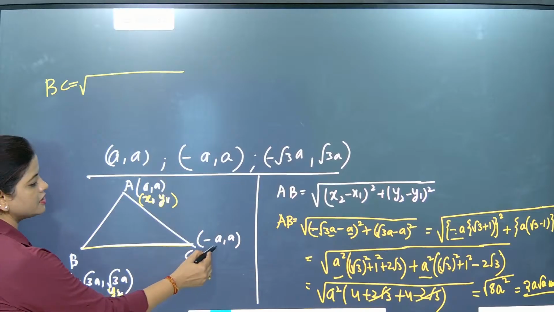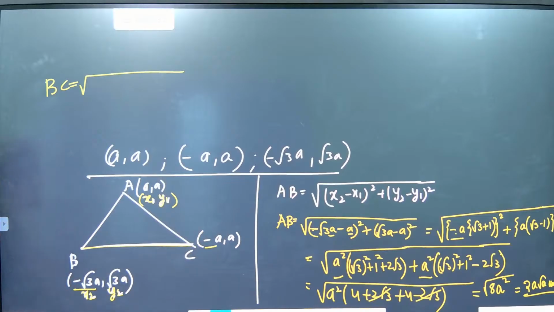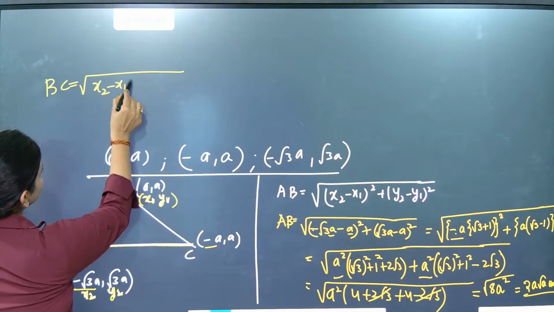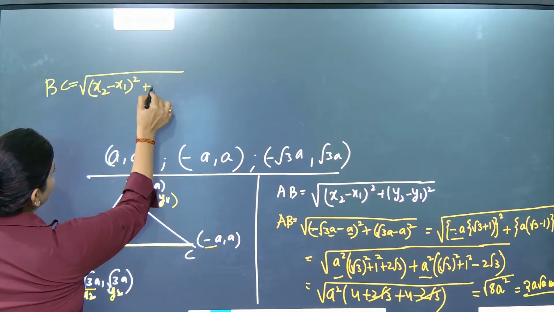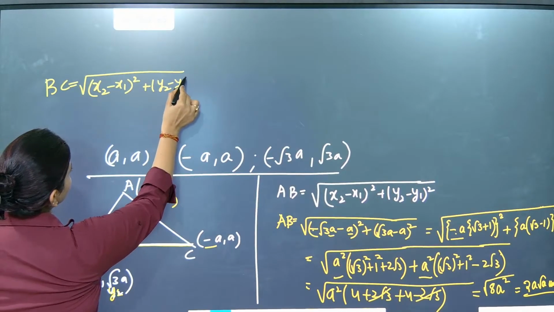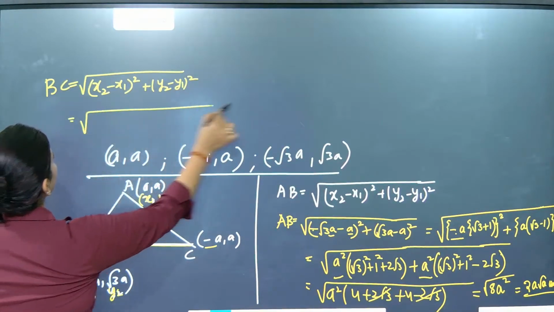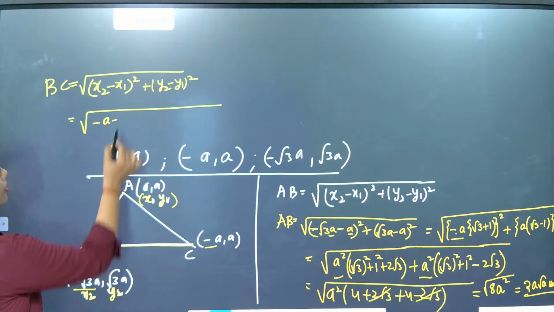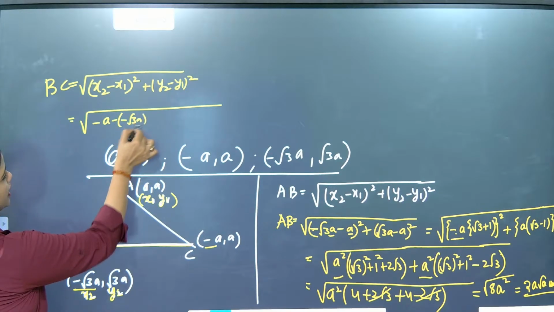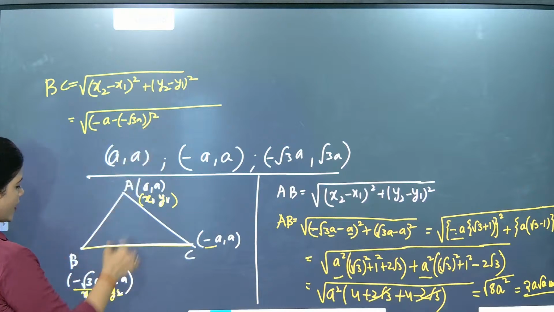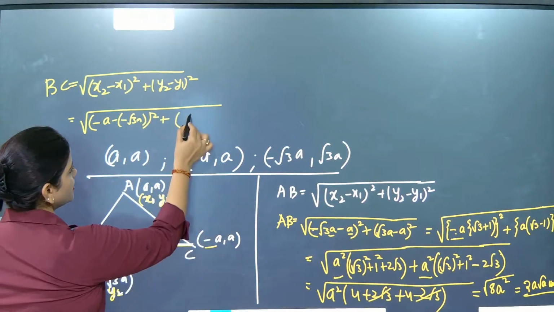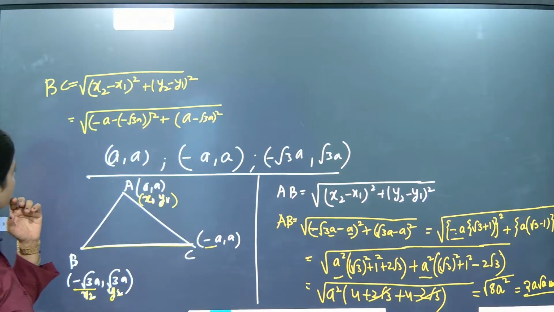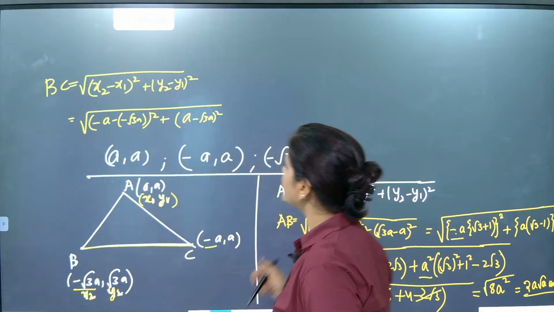Before we try to solve, let me help. This is one point, this is x2, and this point is considered as x1. So what is the same formula here? x2 minus x1 whole square plus y2 minus y1 whole square. So now what is x2 for us? Minus a. And then minus of minus root 3a, whole square, plus a minus root 3a, whole square. Did you see something unusual here? Can you check this one out?